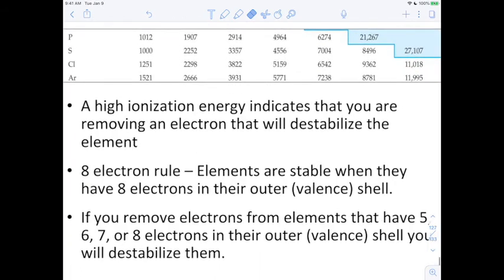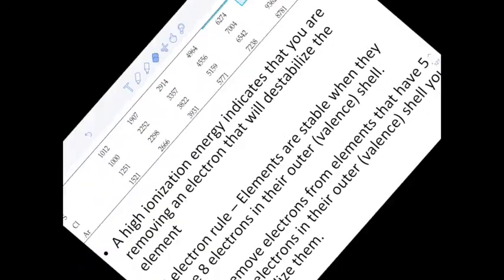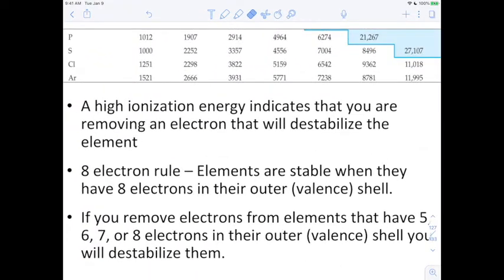All right, so here is sort of the second half of that table. So phosphorus on to argon. And here what we're seeing is the elements that rarely form the cations. They're more likely to form an anion, except for argon, which doesn't like to form any ions because it's a noble gas. So it says a high ionization energy indicates that you are removing an electron that will destabilize the element.